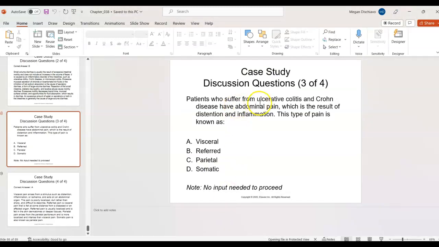Patients who suffer from ulcerative colitis and Crohn's disease, I'd pause right there. So if patients have both those inflammatory disorders, we're gonna be talking about that, have abdominal pain, which is the result of distension and inflammation. So once again, I would think about it. Patients with those diseases have pain in the abdomen. Immediately I start thinking about the pain in the abdomen that I had with diverticulitis, even though it's not the same disease. I'm not lumping them together.